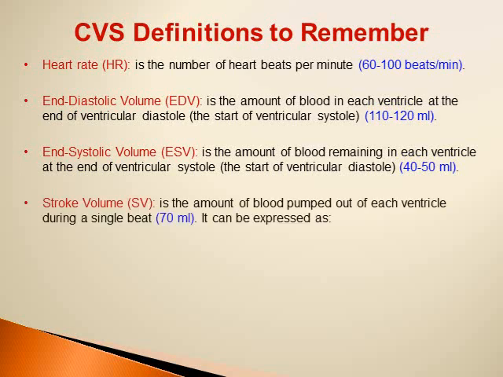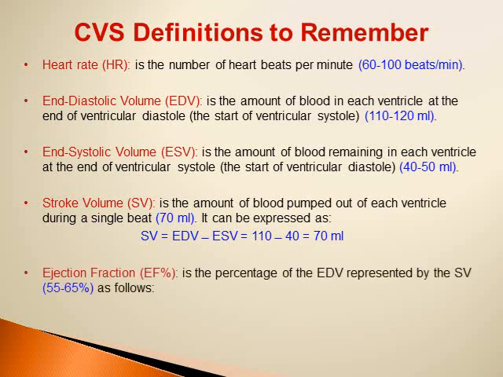The difference between these two volumes is the stroke volume. Stroke volume is the amount of blood pumped or ejected out of each ventricle during a single beat. So it is about 70 milliliter of blood. It can be expressed as follows: stroke volume is equal to end diastolic volume minus end systolic volume, 110 minus 40, and is equal to 70 milliliter.